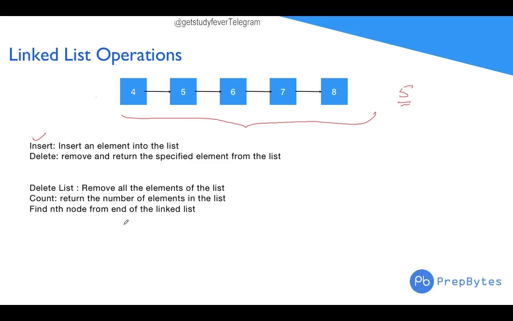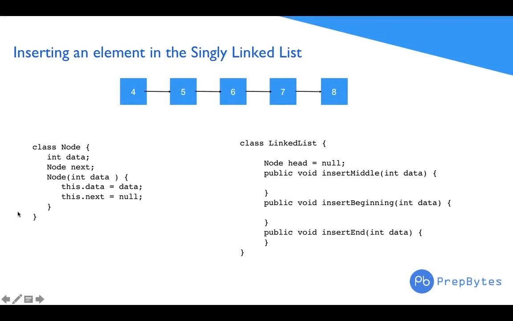So these are a few operations, and then we have the nth node from the end of a linked list. These are the primary operations that you are going to see, and then we are also going to see these particular operations. So now let's see how these operations happen in a linked list. The very first is inserting an element in the linked list.